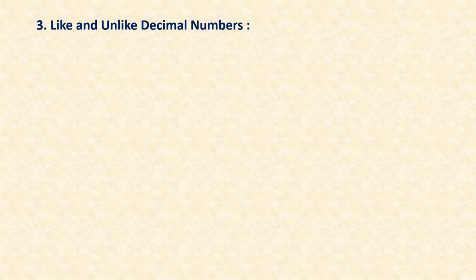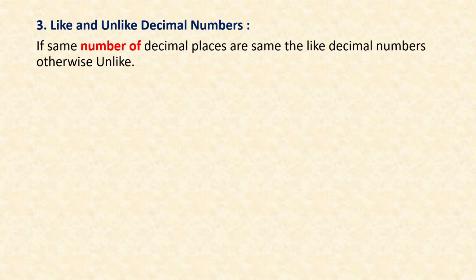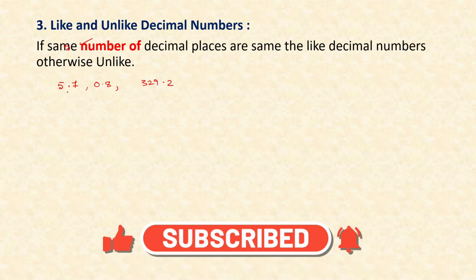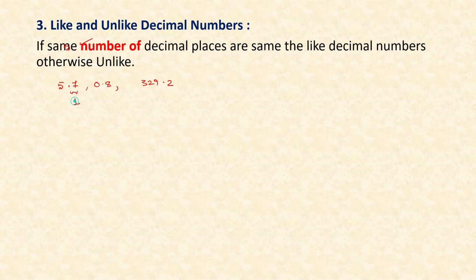Now let us understand what like and unlike decimal numbers are. Given decimal numbers are said to be like decimal numbers if they have the same number of decimal places. Otherwise, we call them unlike decimal numbers. Let's understand this with an example. Suppose we have 5.7, 0.8 and 329.2. In these three numbers, 5.7 has only one digit in the decimal places, here also only one digit, and here also only one digit. As they have only one digit in the decimal places, we can call all these numbers like decimal numbers.